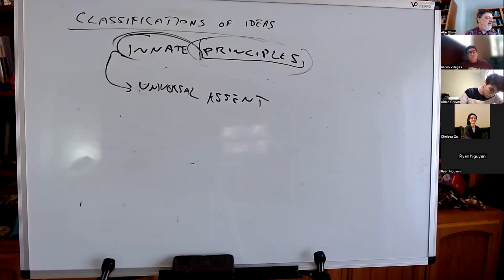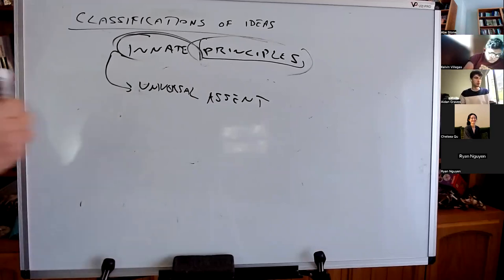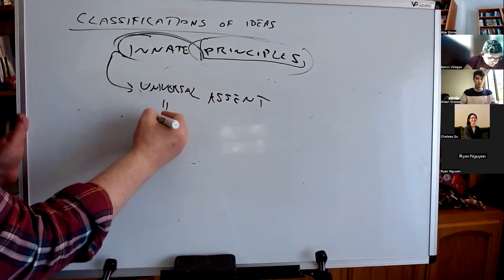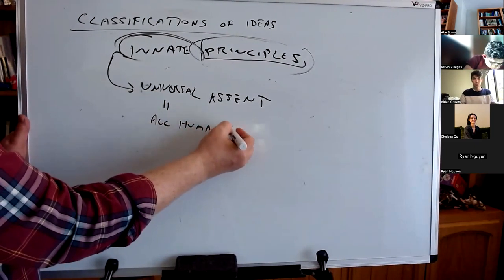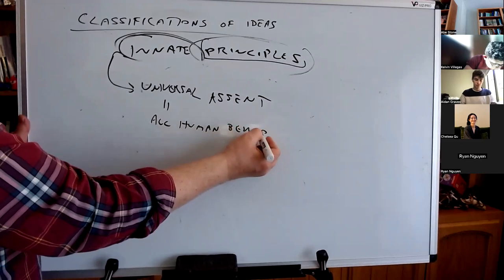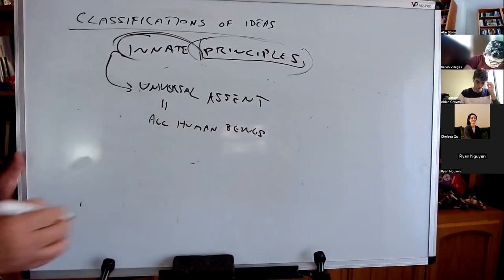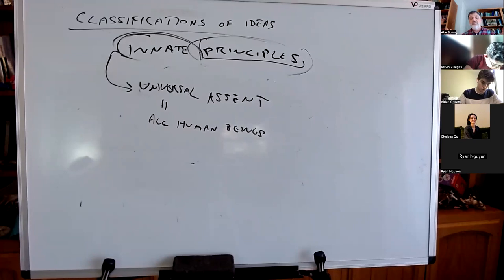So at this point, let me first say what Locke says it means according to his opponents, and then discuss why that might be appropriate. What he says it means according to his opponents is all human beings. Or actually, he says all men.